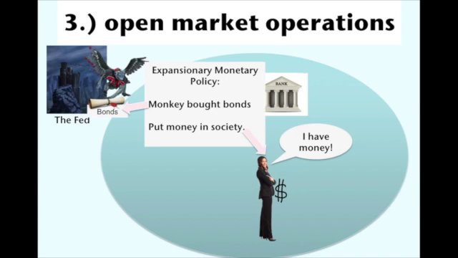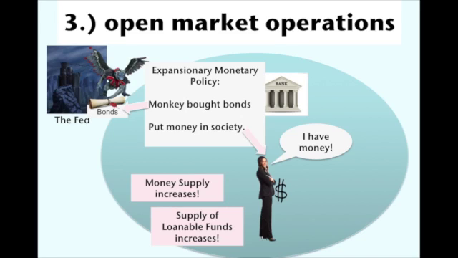Now, if the Fed buys bonds, it is conducting expansionary monetary policy. In purchasing these bonds, the Fed leaves money, either with the bank or with the private bond dealer. In the end, both the money supply and supply of loanable funds increases. But we will now talk about the details of the differences between the two.